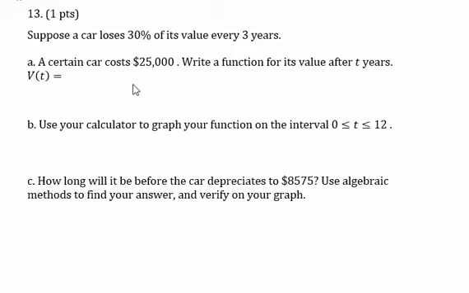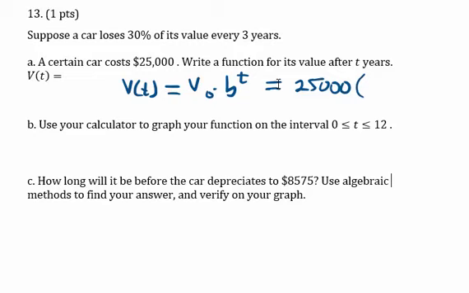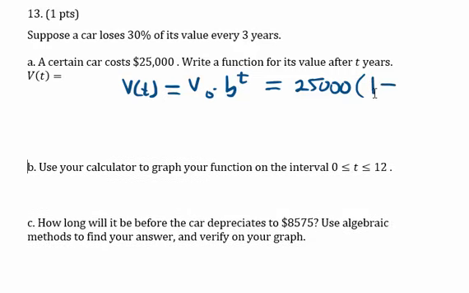So we're going to write this function of the form v of t is equal to v naught times b to the t, where v naught is the initial value and b is the decay factor. Well, we know the initial value is 25,000. And the decay factor is going to be comprised of r, the decay rate, which is 30%. So we're going to take 1 minus r, or 1 minus 0.3, to give us this 3-year decay factor.